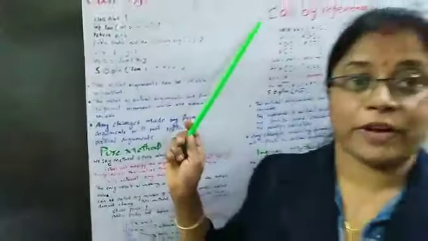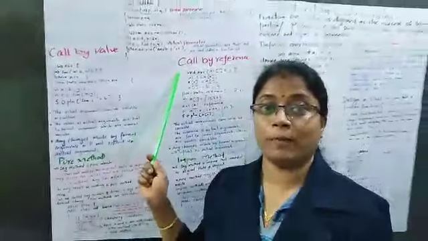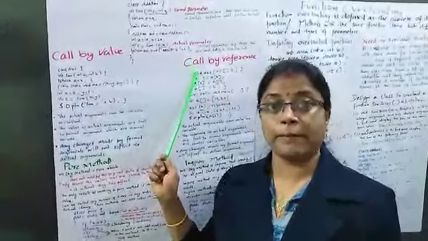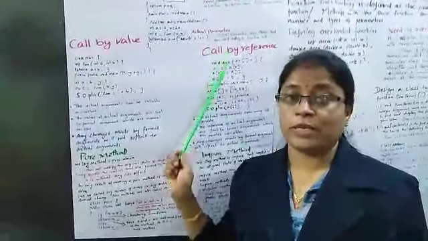Hope my dear children you have understood this theory part of call by value, call by reference, pure and impure method, actual and formal parameter. So go through this theory part.